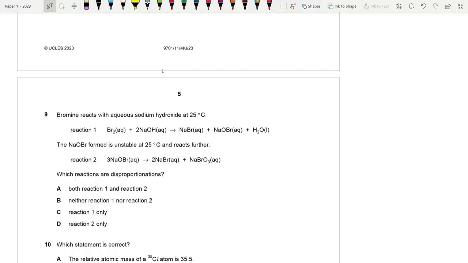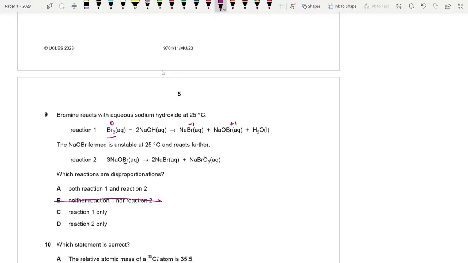So which reactions are disproportionation? So what is a disproportionation reaction? It is a reaction in which the same species is oxidized and reduced simultaneously. That is a disproportionation reaction. Okay, so check this out. Here in reaction 1, bromine was 0. It turned into -1 and +1 over here. So reaction 1 is disproportionation. So this is wrong.